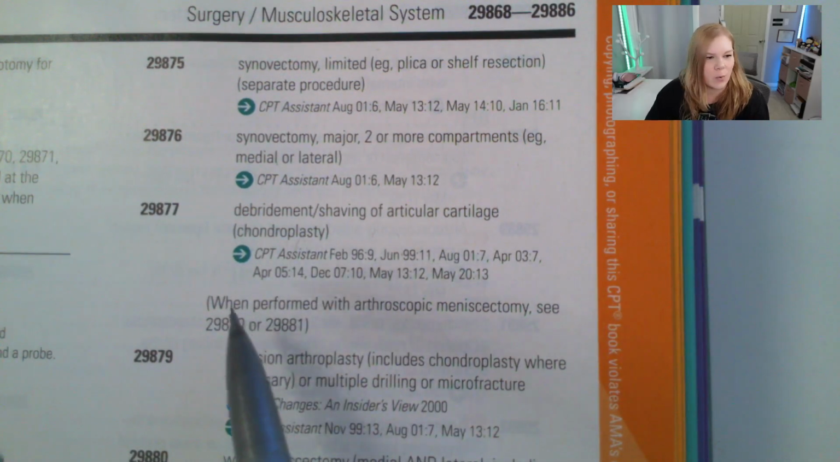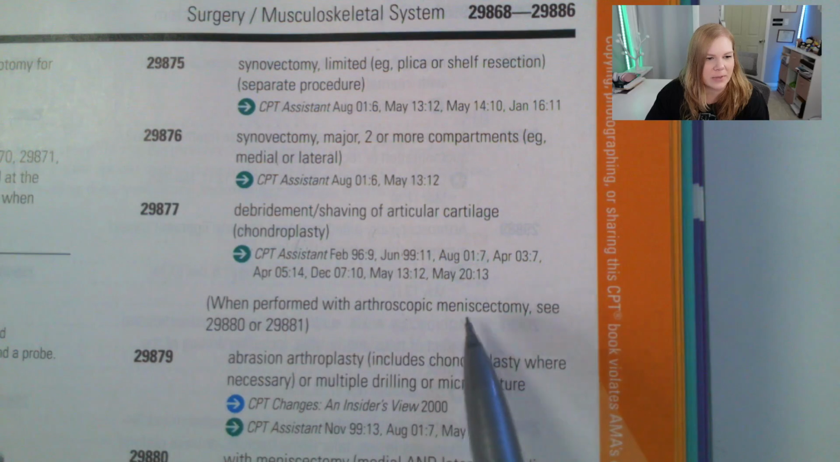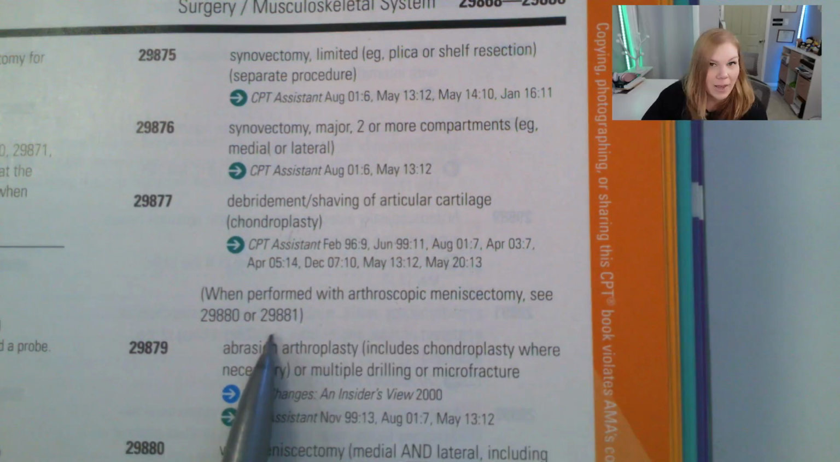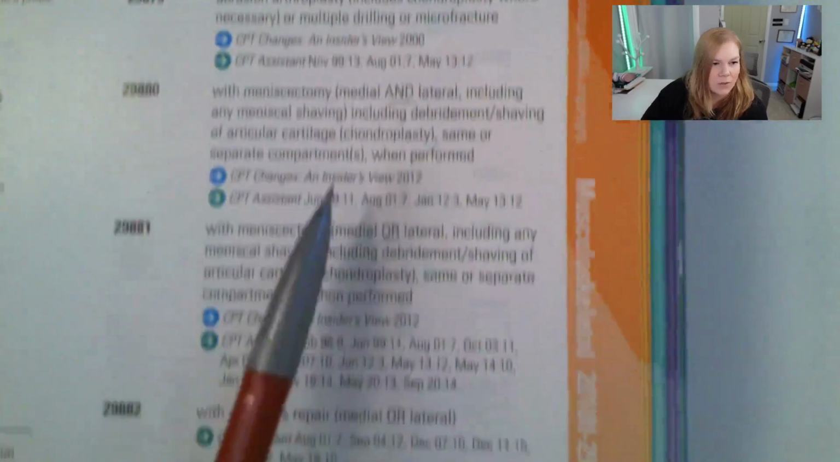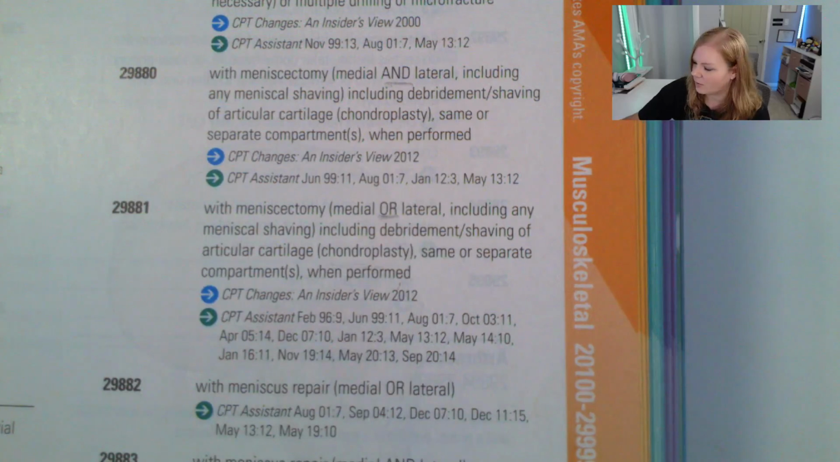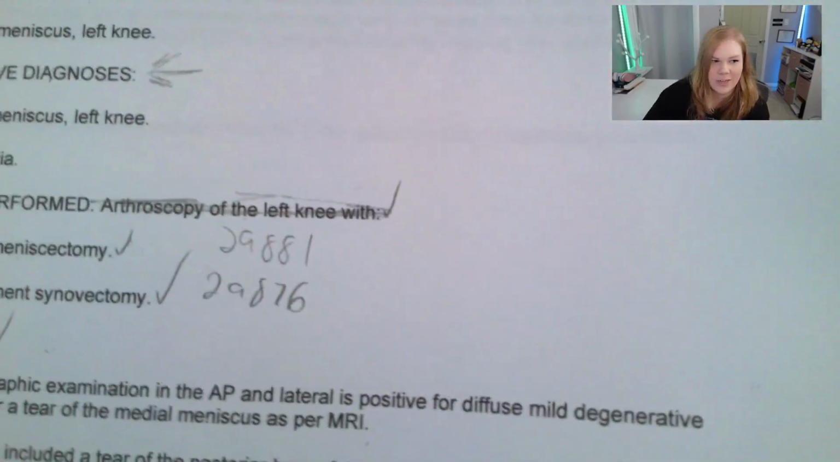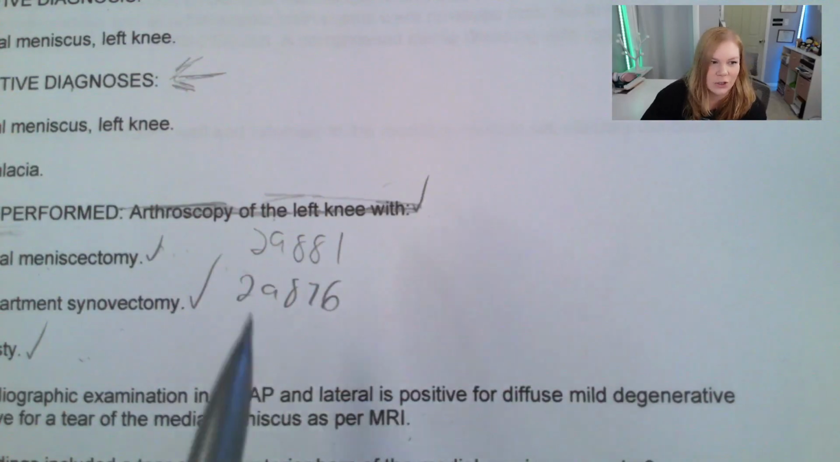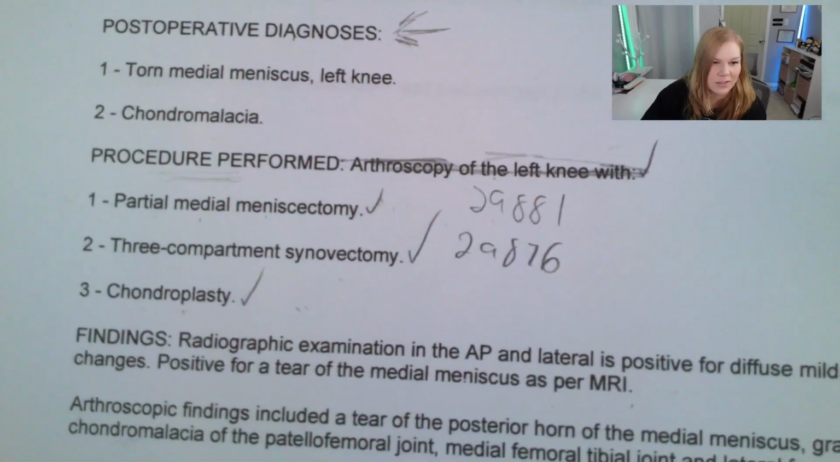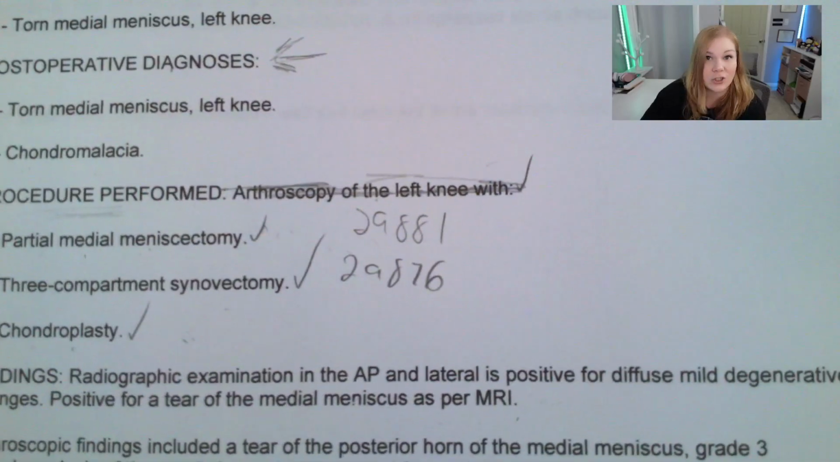Now what does it say here? When performed with an arthroscopic meniscectomy, see 29880 or 29881. And we coded 29881. 29881, it says it includes that chondroplasty. So are we going to code that extra for the chondroplasty? We're not, because it's included in that 29881. So even though we had 4 codes listed here, or 4 procedures rather, we only got 2 codes out of it.